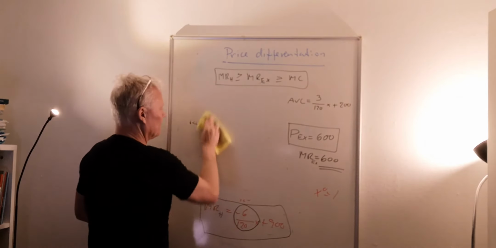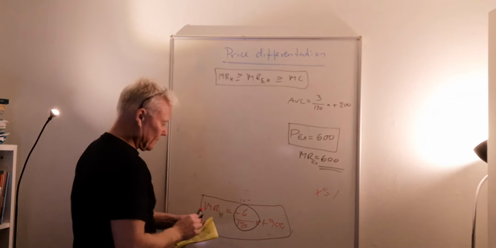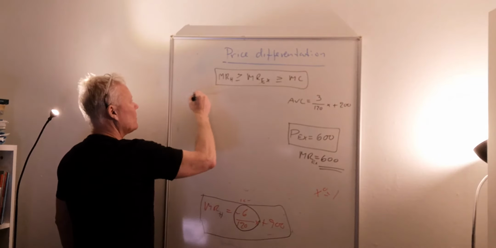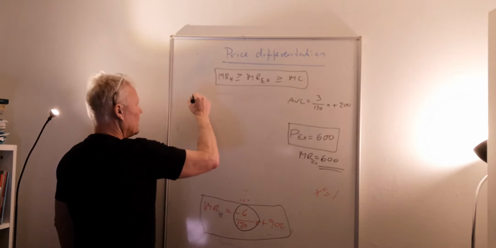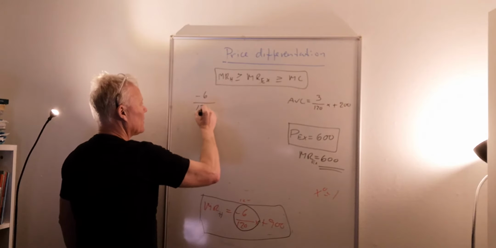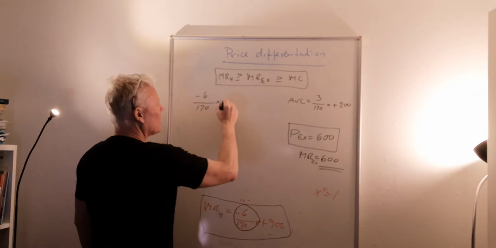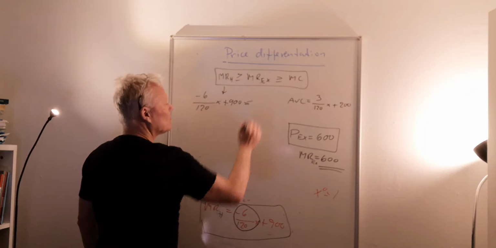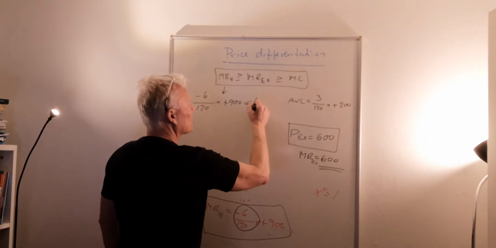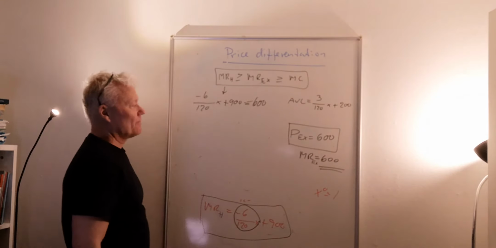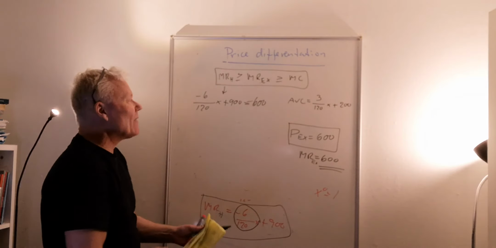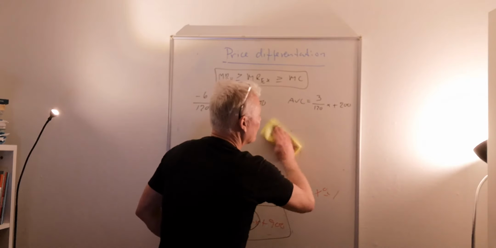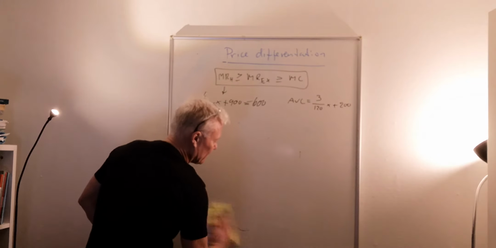So now I have marginal revenue at the home market, which is equal to minus 6 over 200x plus 900. That has to be equal to that one, 600. Okay. What do we actually have now? I can show you. I'll erase this. Remember, it's 600.